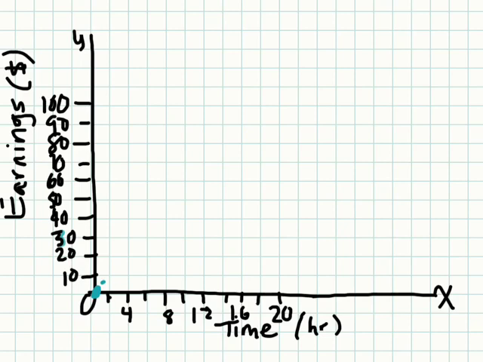Then we have 4 hours. Here's 4. I'm going to go up to 20. 4 hours is $20. 8 hours is $40. And 20 hours is $100. Okay, so we're going to see, do our points form a straight line? If I were to connect these points, yes, it's a straight line.